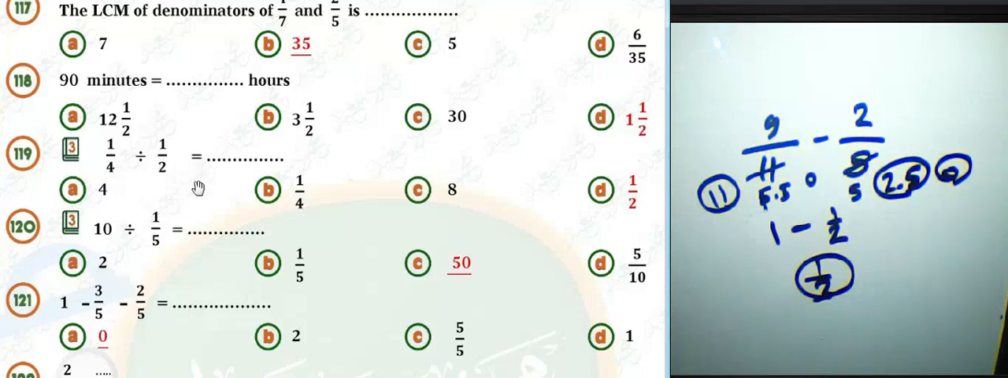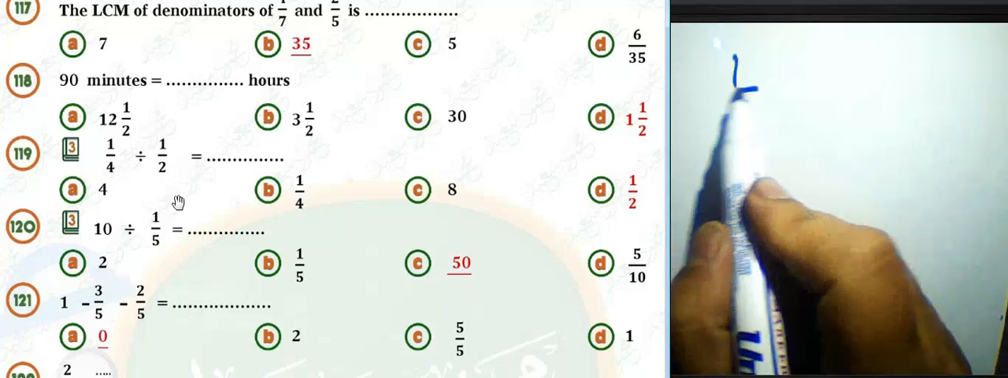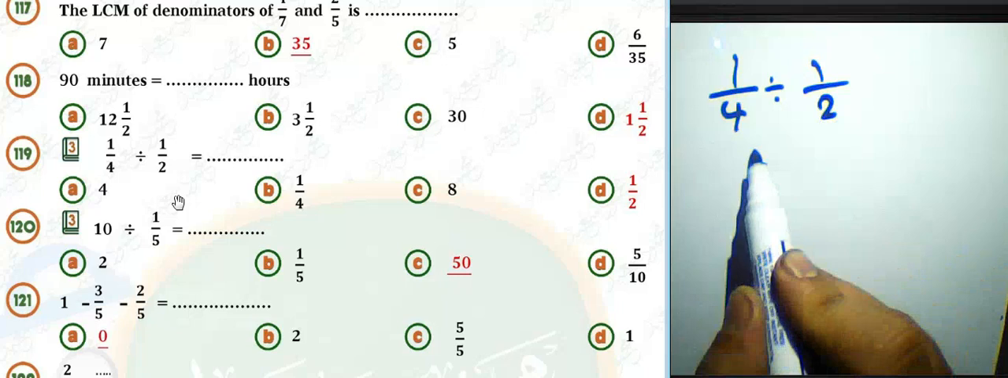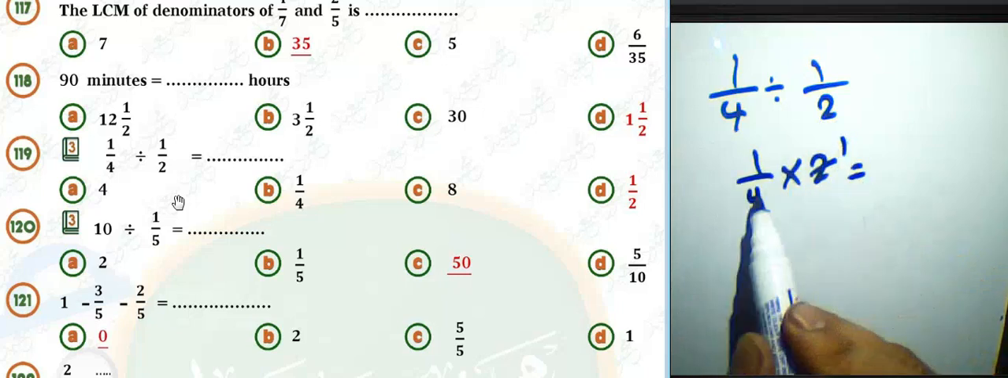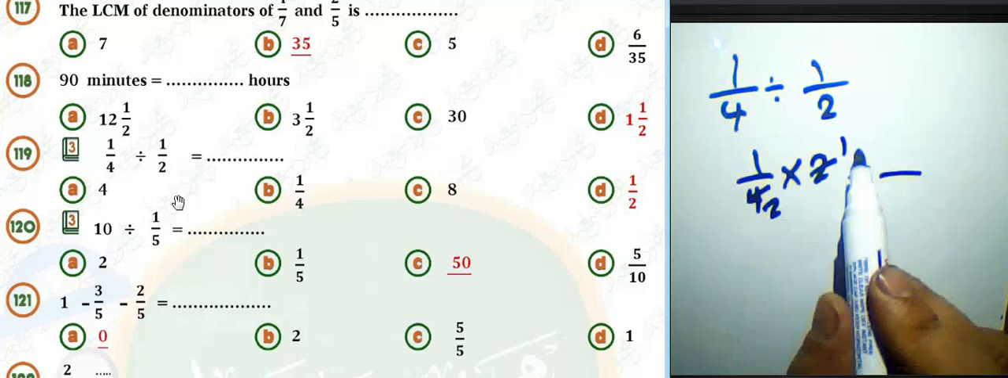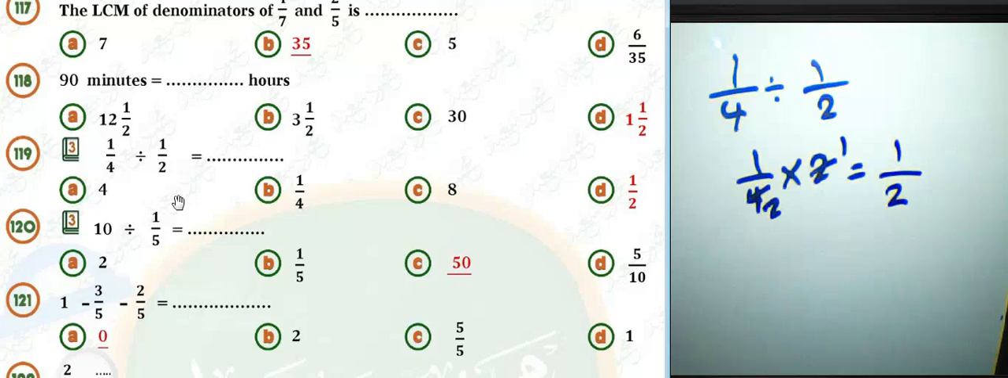1 over 4 divided by half. To convert from division to multiplication, 1 over 4 divided by 1 over 2 becomes 1 over 4 multiplied by 2. 2 divided by 2 equals 1, 4 divided by 2 equals 2, so the result is 1 times 1 equals 1, and write 2 in the denominator here. The result will be half.